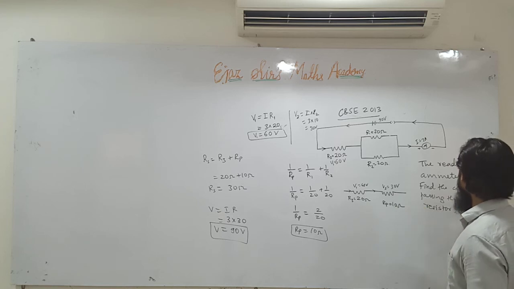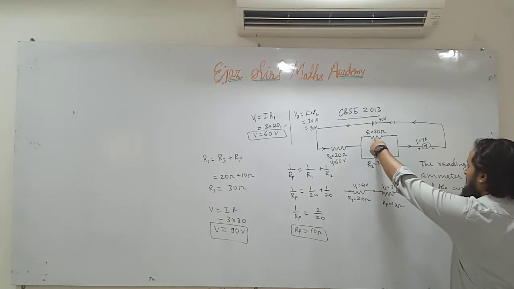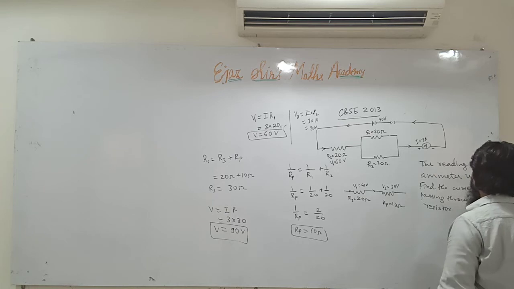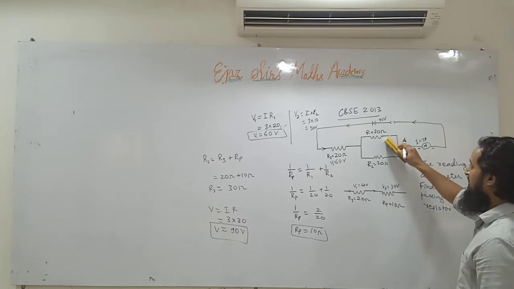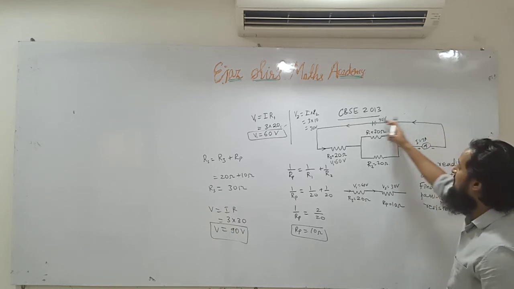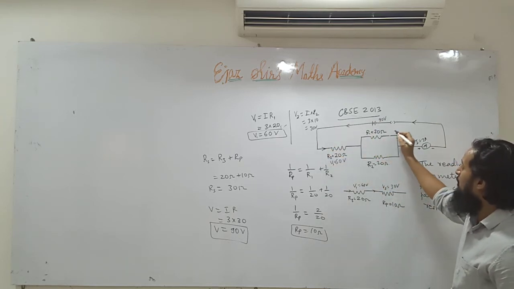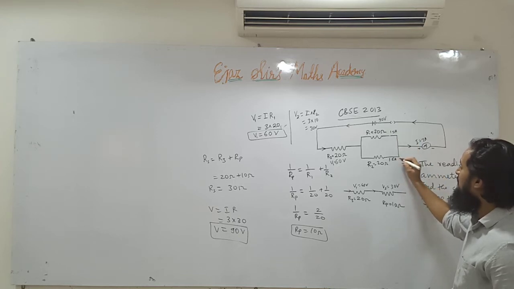Okay. So in this way we have to find the current passing through. This is 30 volt, and we have to find the current passing through the 20 ohm resistor here. So the total current is 3 amperes. 3 amperes current is coming, and these two are 20. So 1.5 ampere current will go here and 1.5 ampere current will go here.